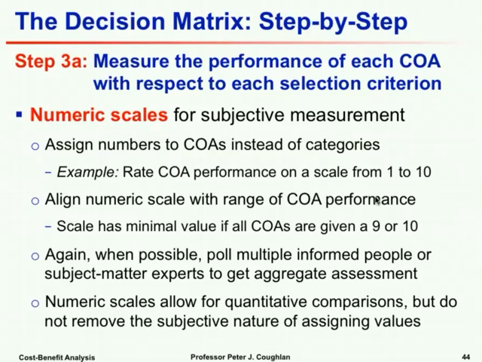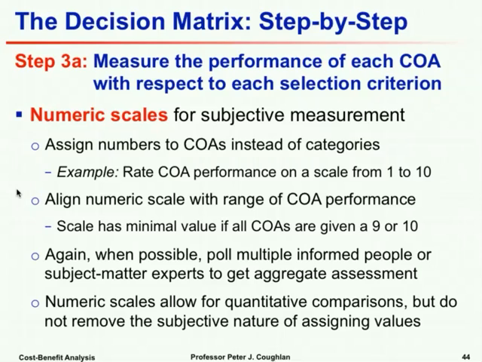Besides evaluation scales, the other subjective measurement is numerical scales. Instead of good, bad, okay, the idea is to rate them on a scale from 1 to 10. This is actually in many ways a little preferred because it makes step 3B, which we'll get to in a second, much easier. But similarly, as I said before, you want to align the numerical scale with the range of course of action performance. So you don't want to have everything get a 9 or a 10.